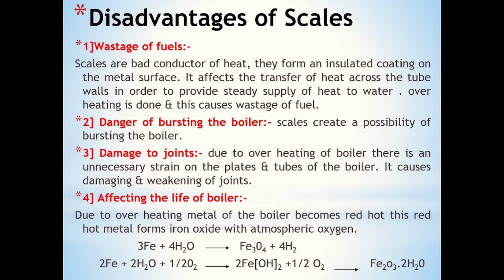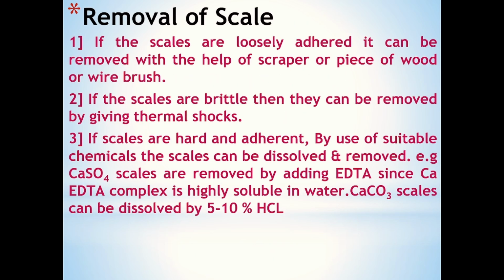Due to all these reasons, it affects the life of the boiler, and due to the overheating, the metal of the boiler becomes red hot. This red hot metal forms iron oxide with the atmospheric oxygen, and it undergoes corrosion and forms rust, that is Fe2O3. So the formation of sludge and scale affects the overall life and efficiency of the boiler, and therefore to have smooth generation of steam in the boiler, we have to use suitable water for steam generation, so that we can avoid these troubles in the boiler that we discussed.